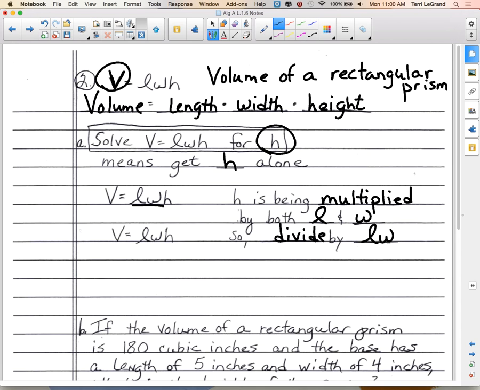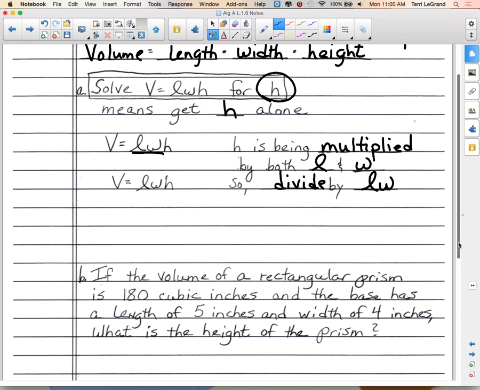Okay, so how are we going to show that? Well, we are going to take our equation, and I've rewritten it for us already. We're going to divide both sides by LW.